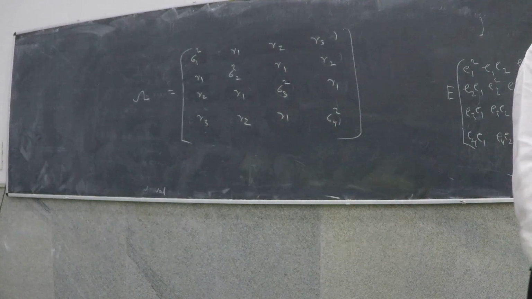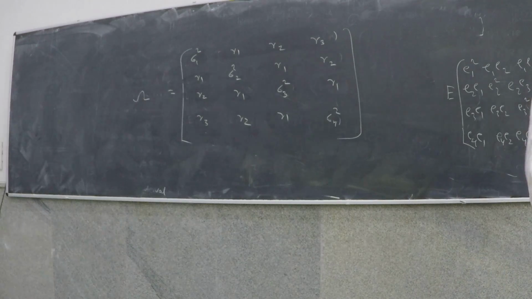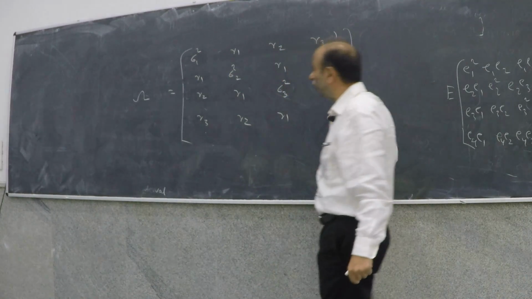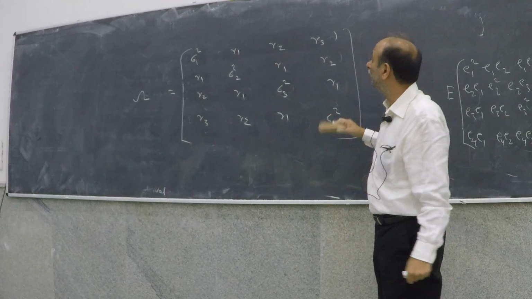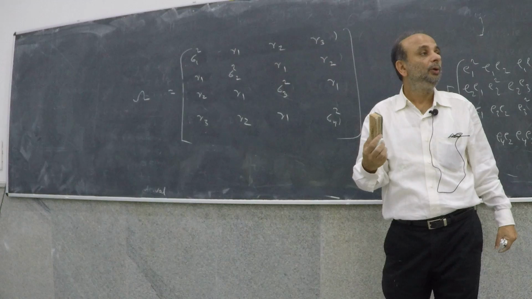If gamma 1, gamma 2, gamma 3 are all unknown terms, then how many terms do we have to know to know omega? We have to know 1, 2, 3, 4. We have to know what is gamma 1, gamma 2, gamma 3. So how many terms do we need to know?